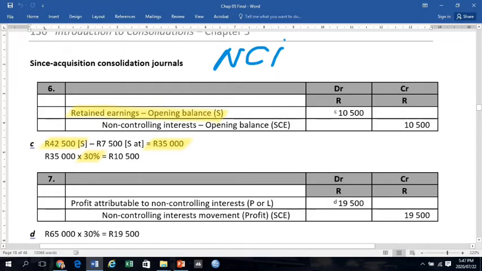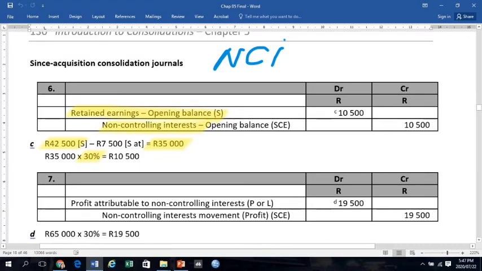To measure NCI opening balance, I need to remove a portion from the retained earnings opening balance of the subsidiary and attribute that to NCI. I achieve that with this first journal where I debit retained earnings opening balance of the subsidiary and I credit my non-controlling interest opening balance.